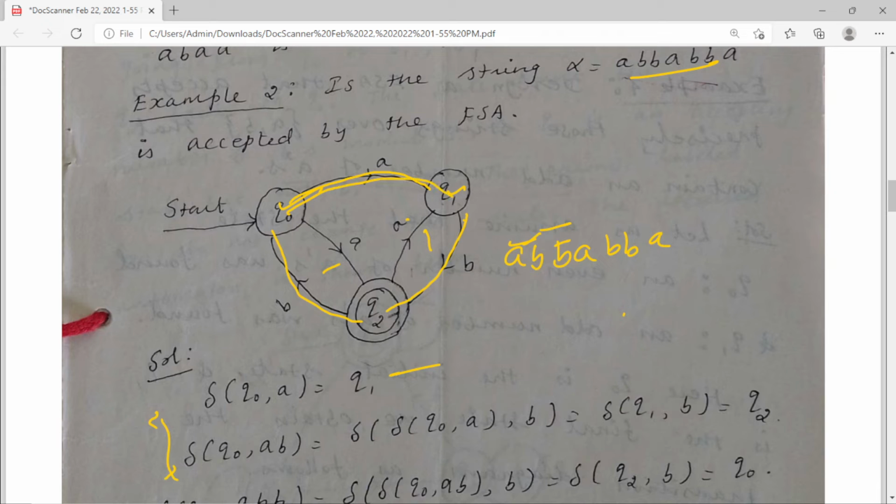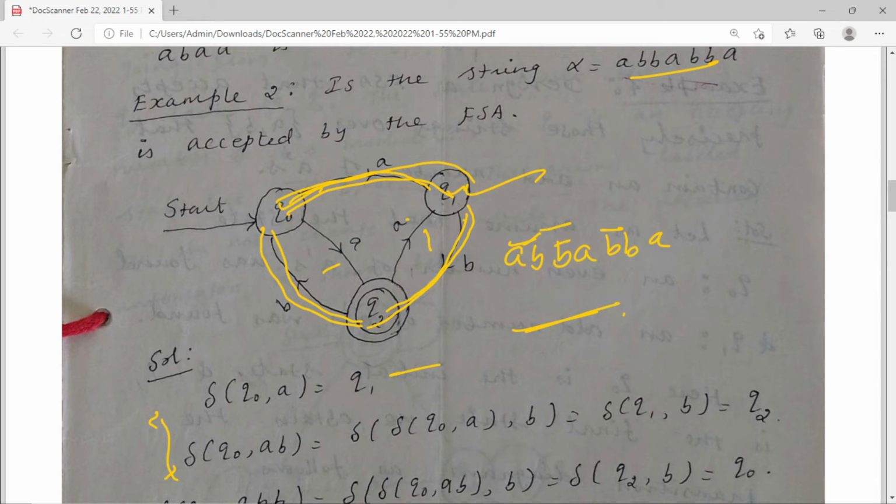Now you have to read A next. If you read A, you are at Q1. Next B. If you read B, you are at Q2. Again you have to read B, you are at Q0. Last you have to read A. Now you are at the state Q1 after reading all the symbols in the string.